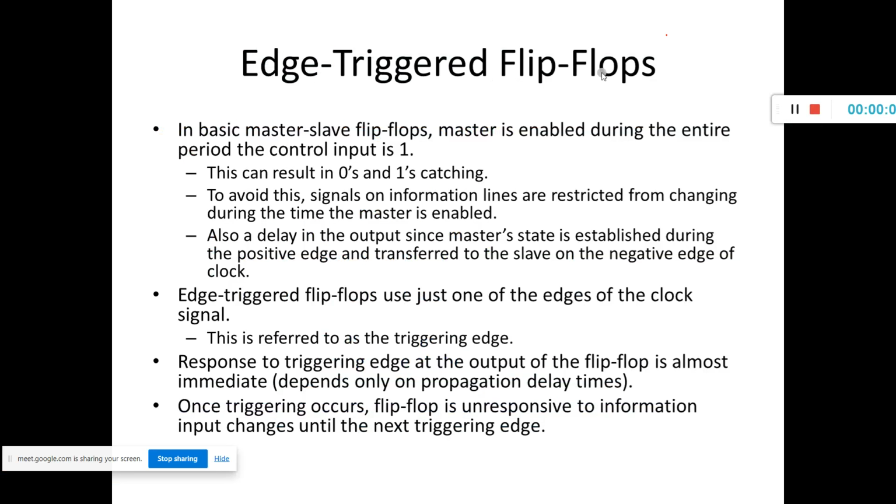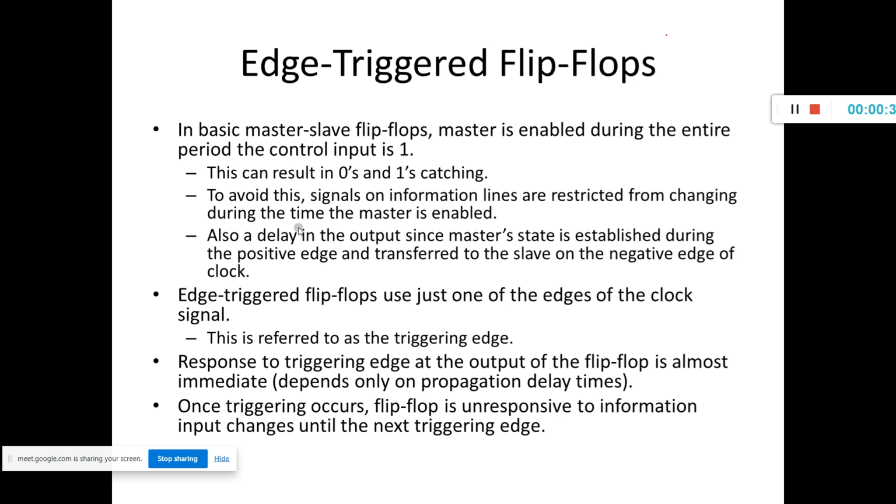So here, edge triggered flip-flops. In a basic master-slave flip-flop, the master is enabled during the entire period the control input is 1. So this can cause ones and zeros catching. To avoid the ones and zeros catching, signals on the information lines are restricted from changing whenever the master is enabled. Also there is a delay in the output, since the master state is established during the positive edge and transferred to the slave on the negative edge of the clock.